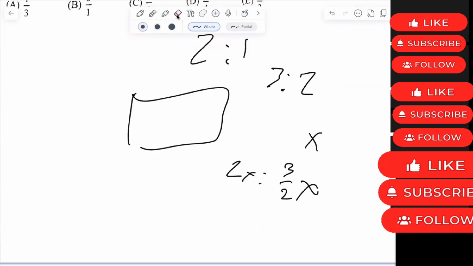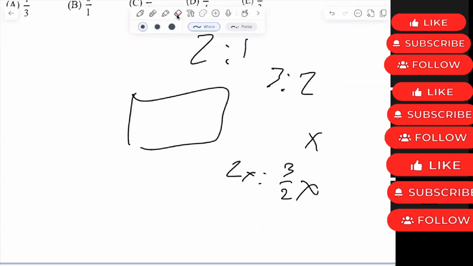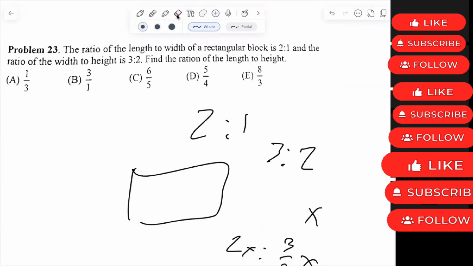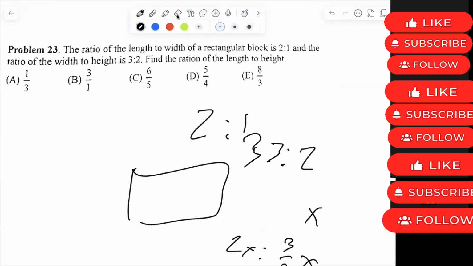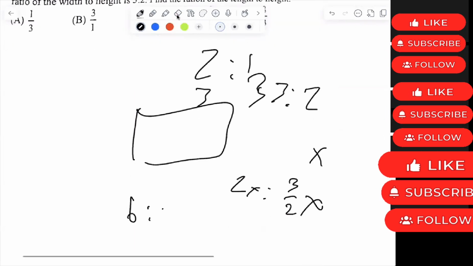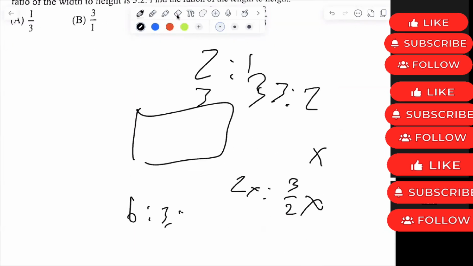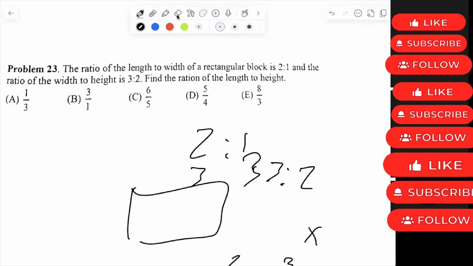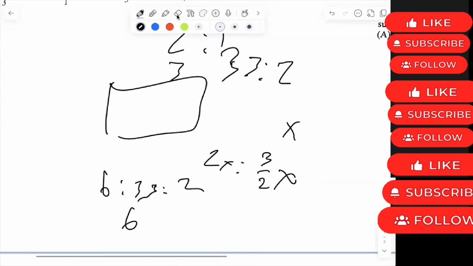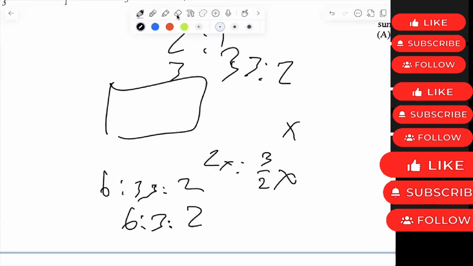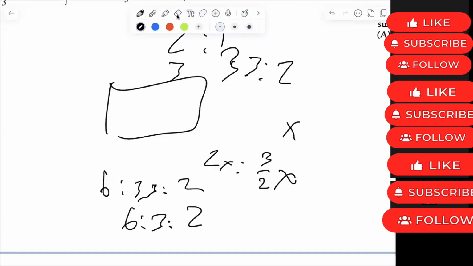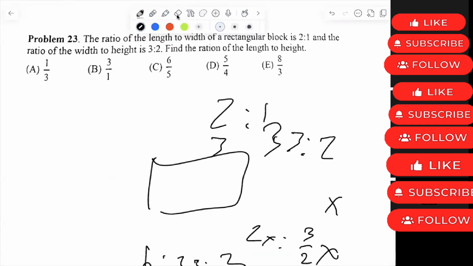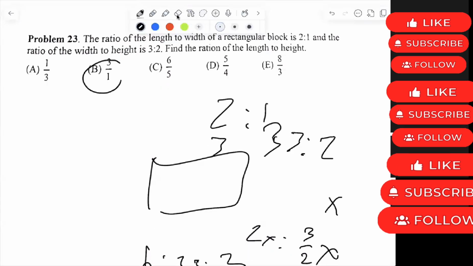Notice that if we multiply this similarly, it's going to be multiplied by 6. If we multiply by 3 on both sides, we get 6 to 3 is 3, and then we got 3 to 2. Length to width to height. Now we can combine this into 6 to 3 to 2. And the length to height is just 3 to 1, or B.